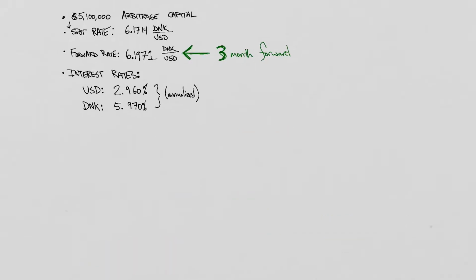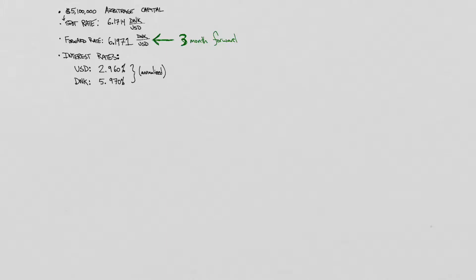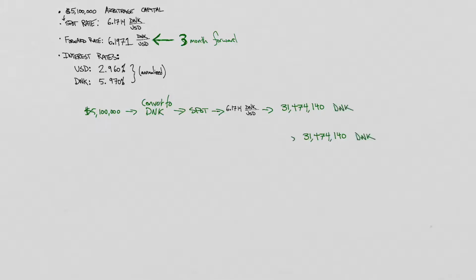To illustrate this concept a little better and on a dollar basis, let's walk through the process. We start with our $5.1 million investment, but then we convert it into kroner, doing so at today's exchange rate, the spot exchange rate. So since the spot is 6.1714 kroner to the US dollar, that translates into 31,474,000 kroner.